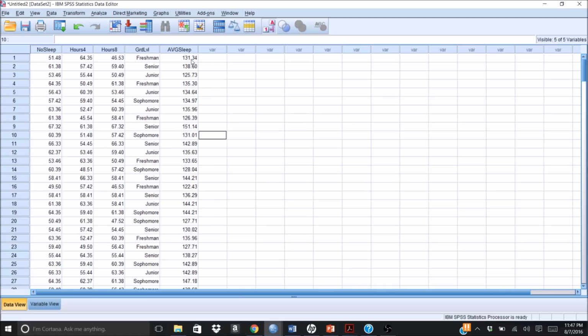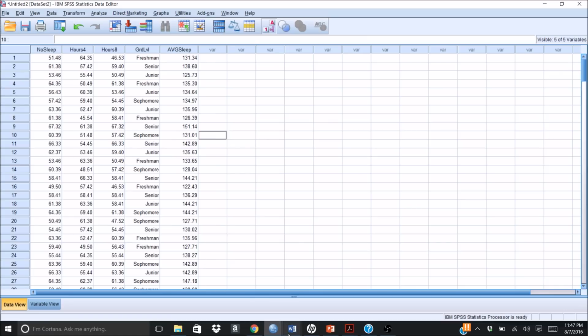And yet for my average, I came up with 131. Well, just real quick in my brain, I can add 51 plus 64 plus 46 and divide by 3. And I know that's going to be somewhere around 50-ish, 52 something, 51-ish, something around there. So I know this can't be right because I'm looking at my data.